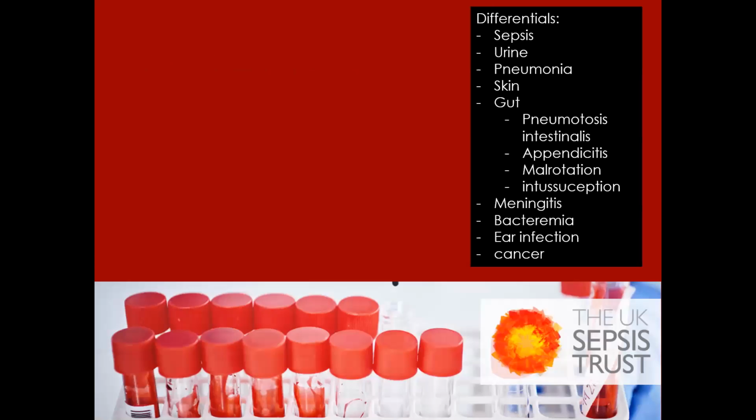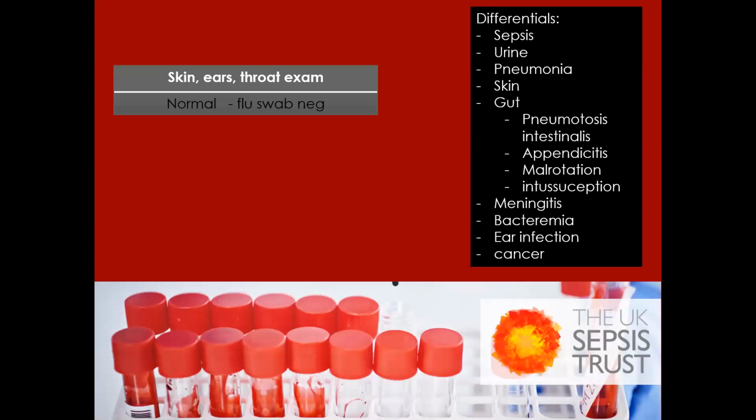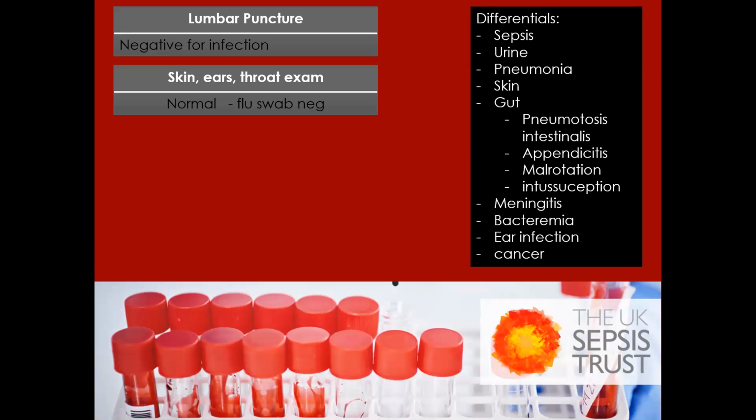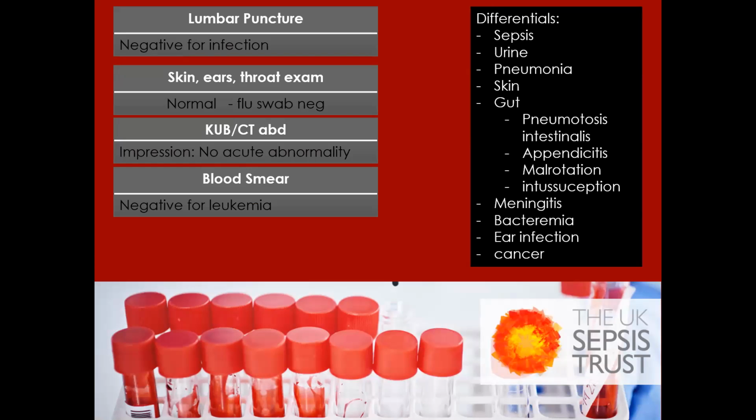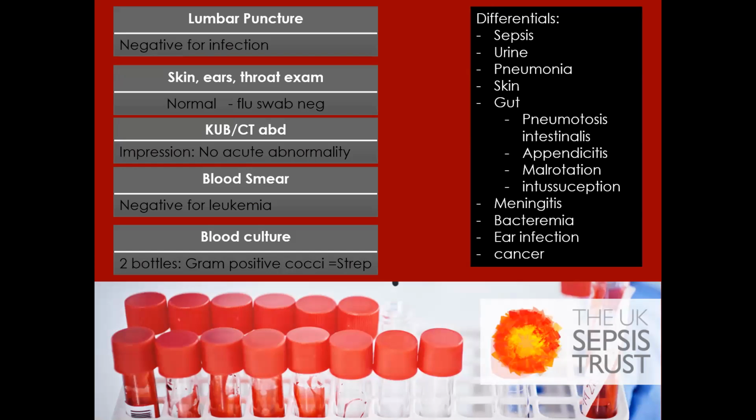So I'm going to keep looking and looking and looking. I did another HENT exam and I did a flu swab. We did a lumbar puncture, which was negative. We did our KUB, which was normal. I even got a blood smear, because I called and said, hey, I'm really worried about leukemia for this kid. It was negative. So finally, several days later, I got a call: 2 bottles of gram-positive cocci. This kid had bacteremia. But notice that I wouldn't know that until days and days later.